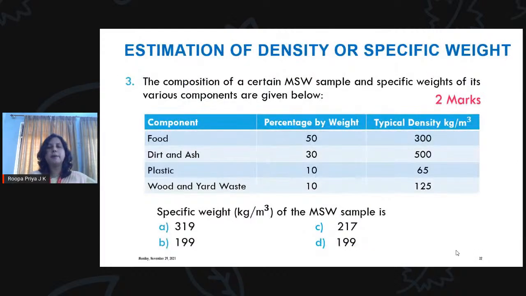Let's take another example. This is a slightly different question where the composition of the municipal solid waste has been given and you have been asked to calculate the specific weight, and there are choices given for the answers.